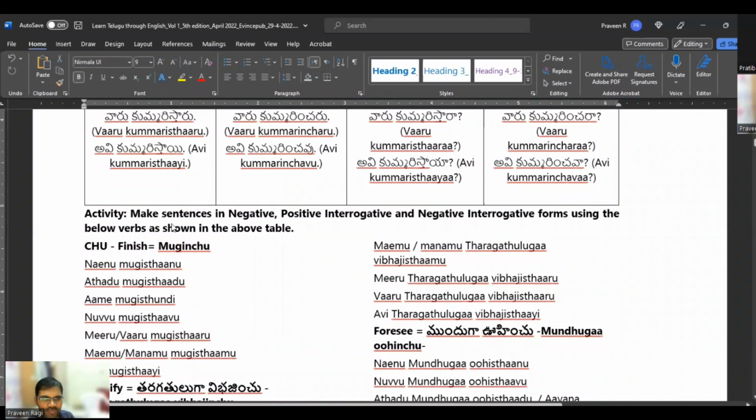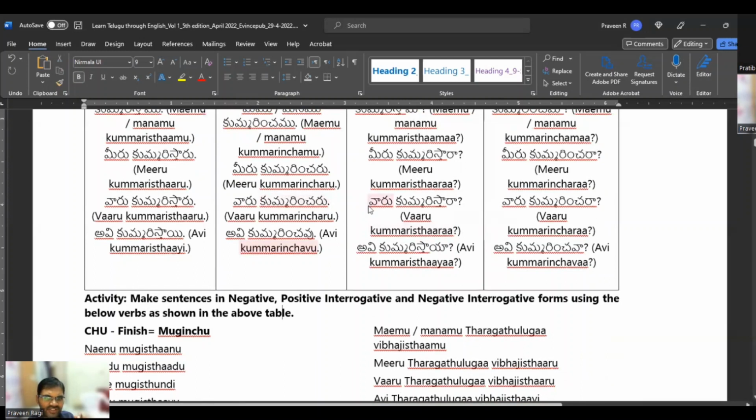If you read this activity title, you will understand it. Activity, what is the activity? Make sentences in negative, positive interrogative, negative interrogative forms using the below verbs as shown in the above table. So this is the reference and this is the activity. In this activity, I have given the normal sentences. You need to convert to negative and positive interrogative and negative interrogative sentences. Three more categories you need to convert. Look at this example, put it in the same structure in your notebook.